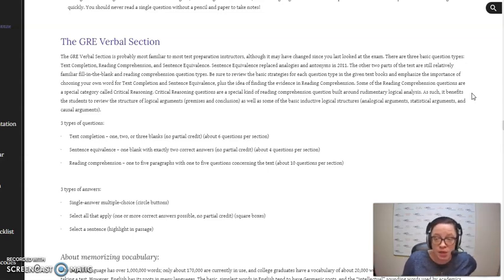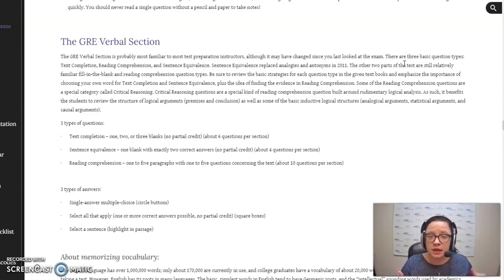So now there are three basic question types. These are text completion, reading comprehension, and sentence equivalence. The writing is addressed in a separate video. So the parts of the test, text completion and reading comprehension, are still very familiar, fill in the blank and reading question types. Be sure to review the basic strategies for each of the question types in your given textbooks and emphasize the importance of choosing your own word for both text completion and sentence equivalence.